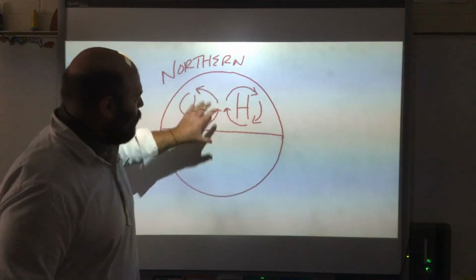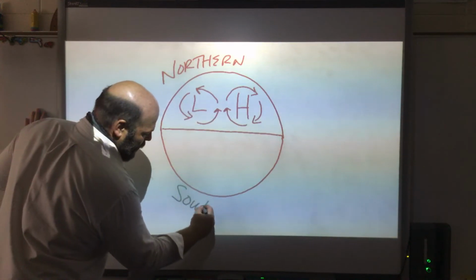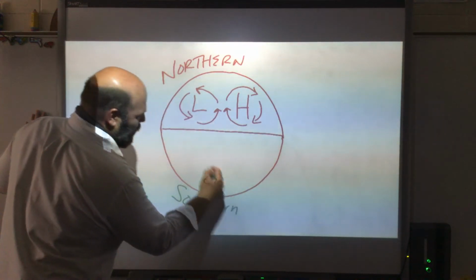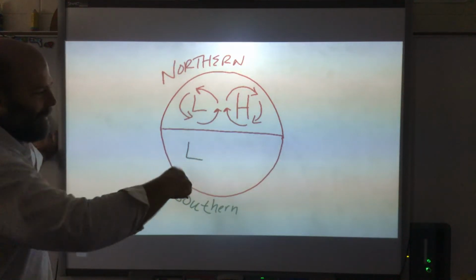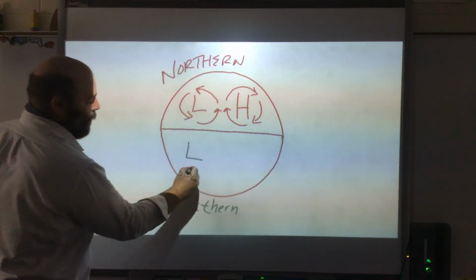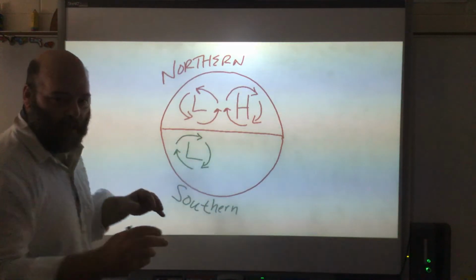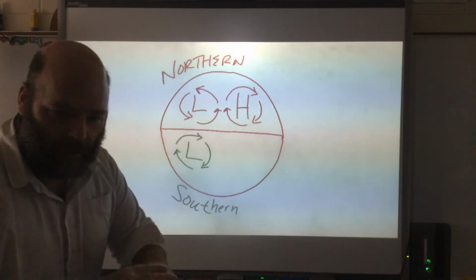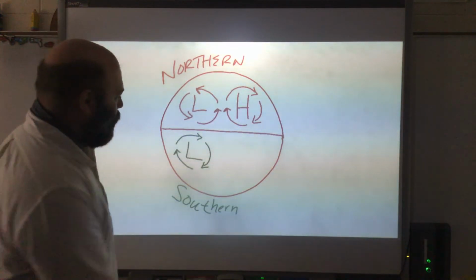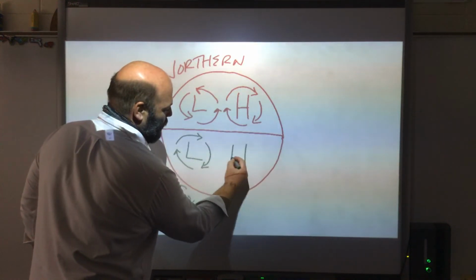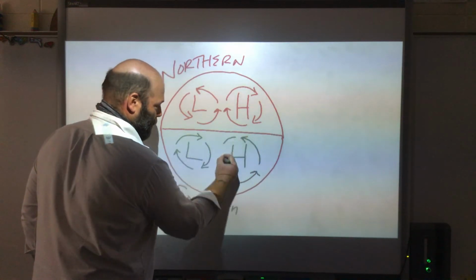So when you have a low down in the southern hemisphere, lows aren't going to spin counterclockwise. Which way are they going to go? They go clockwise. Still the same type of weather. They don't change the type of weather, they just change the way they spin. So high pressures down in the southern hemisphere, they don't go clockwise, they go counterclockwise.